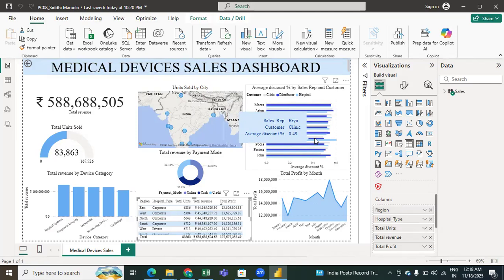So this is a very useful profitability control tool. If a specific representative is giving too much discount, management can intervene. Or if a segment always gets heavy discounts, the pricing strategy may need an adjustment.